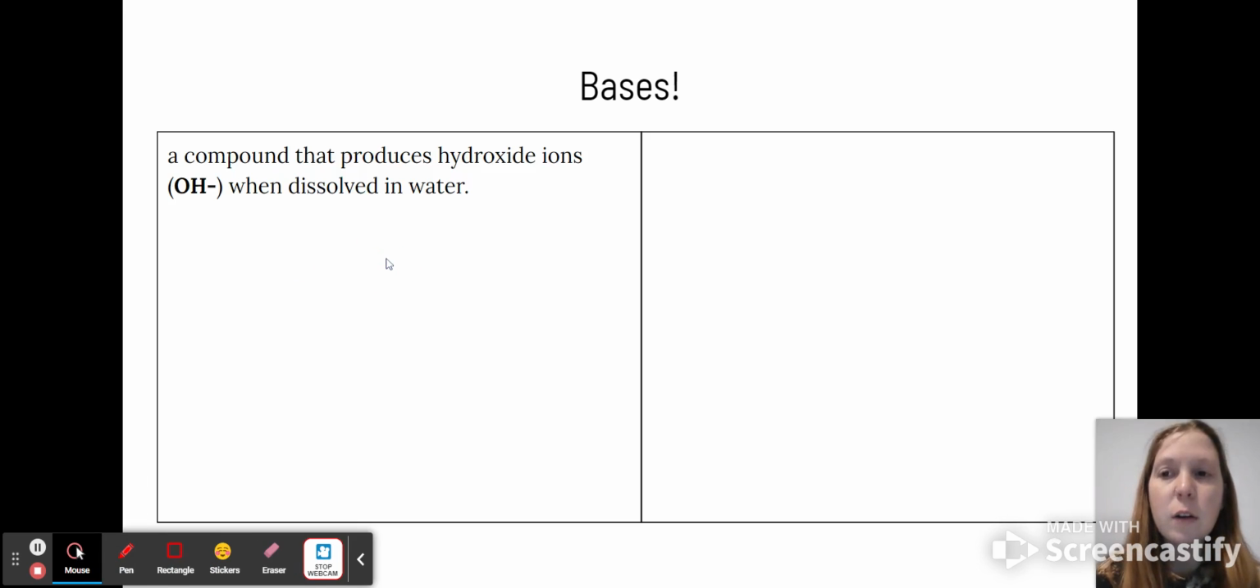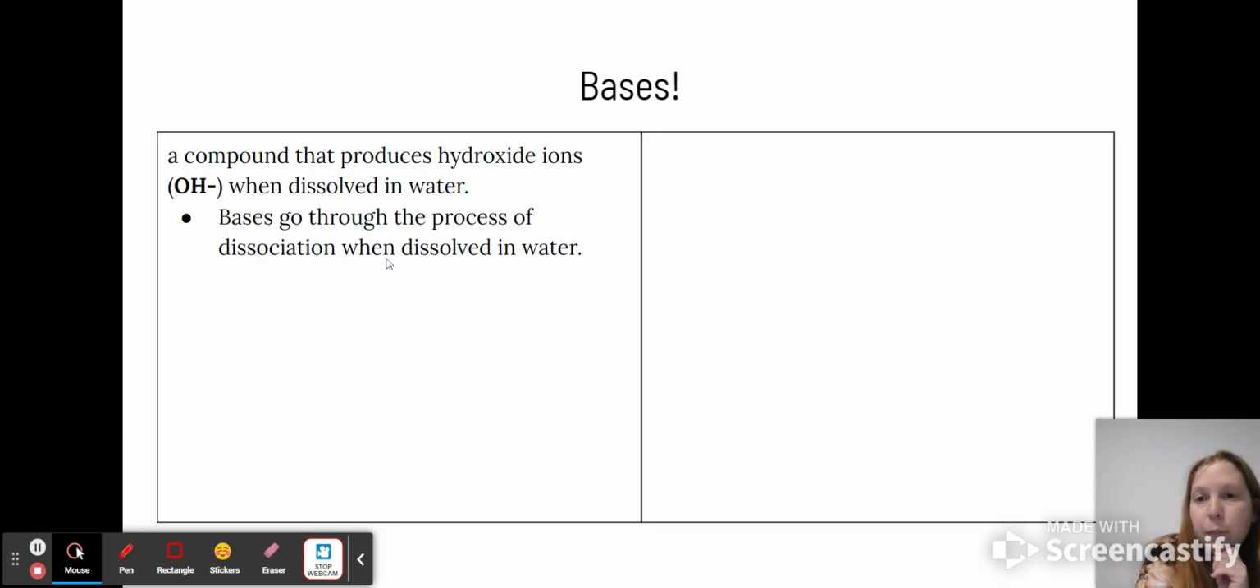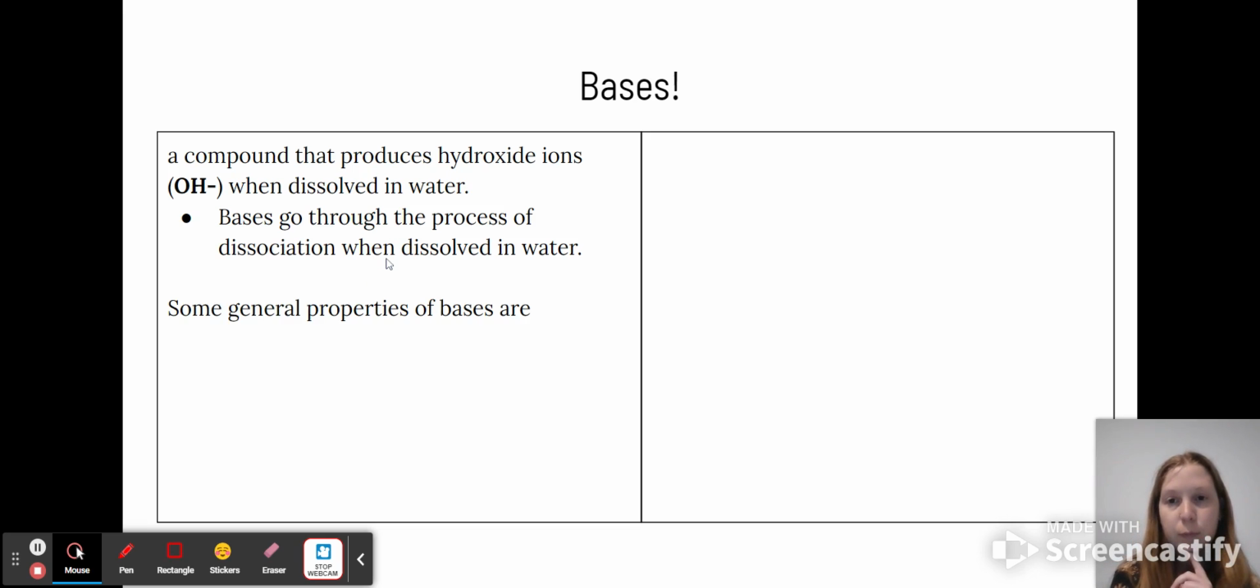All right, so now let's move on to bases. Bases are compounds that produce hydroxide ions when dissolved in water. Both of these should be on your reference packet as well, hydronium and hydroxide on your polyatomics chart. So check there if you want to review that. Bases go through a process called dissociation when dissolved in water. So this is also in your notes on solubility, so you can go back and review those.